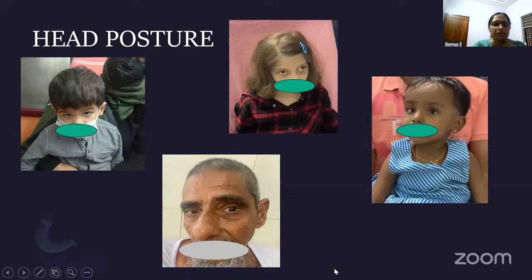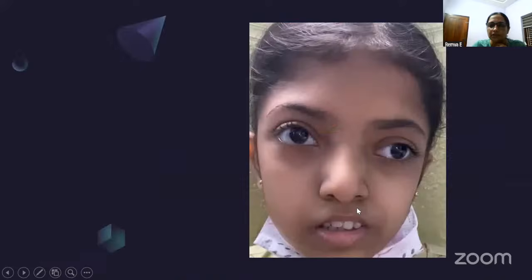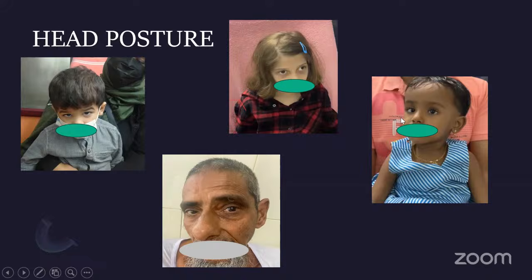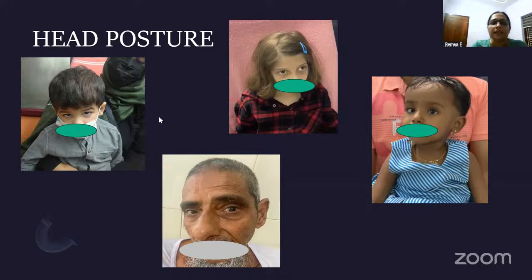I want any one of you to unmute and tell me what you are observing in the first image. In the first picture, there is a chin down posture. In the second picture, there is chin down, right head tilt and left face turn. On the third, the child has a right face turn with the right eye going in, so the left eye must be taking up the fixation. And in the last picture, the person has a right face turn.